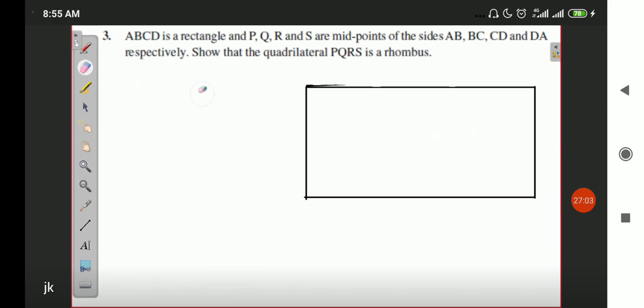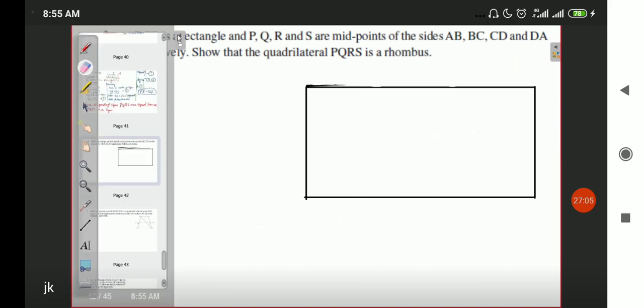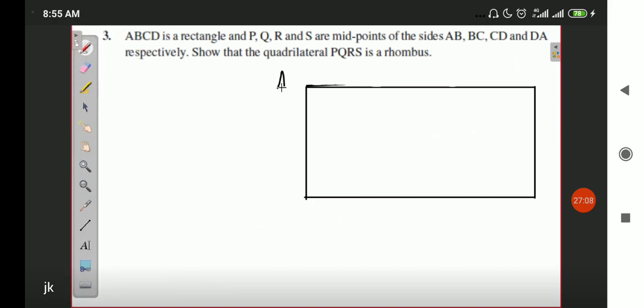This is a rectangle, let us name it A, B, C and D, and let us join the midpoints of this rectangle P, Q, R, S, and let us join the midpoints of this rectangle.